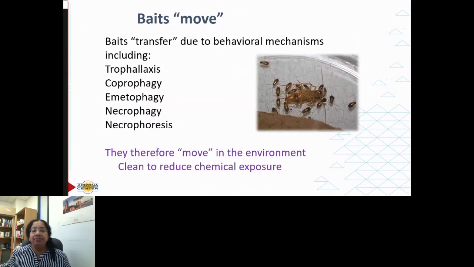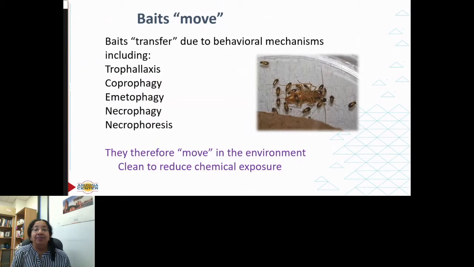There's coprophagy, which means feeding on feces. Remember, I told you cockroaches will eat anything. There's emetophagy, which means feeding on vomit. So cockroaches vomit too, and other cockroaches will feed on the vomit. There's necrophagy, which means feeding on dead cockroaches, dead bodies. Cockroaches will literally feed on that too, and they'll also move, necrophoresis, cockroach dead bodies and shed skins. So all of these behaviors help the bait to move within the aggregation of cockroaches.